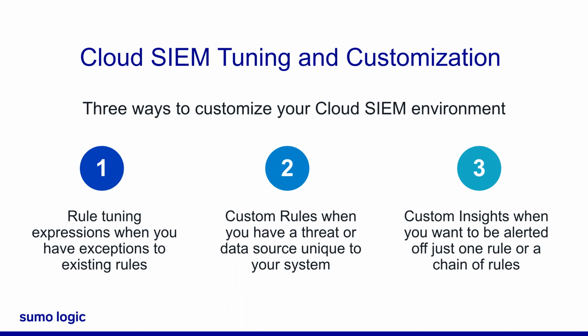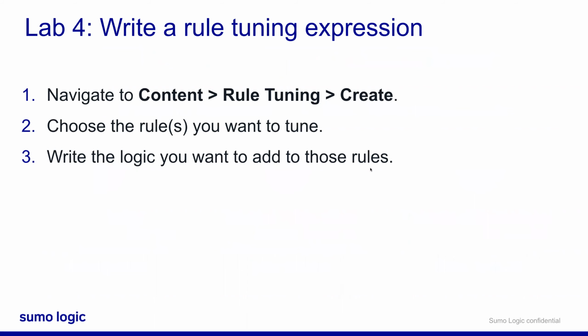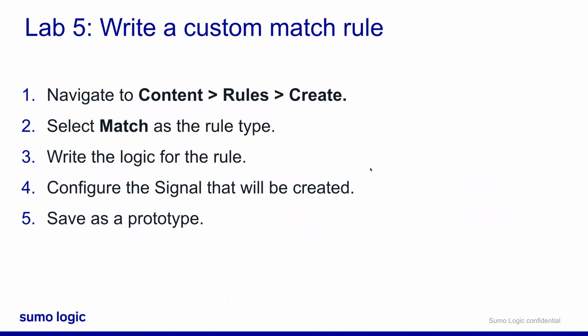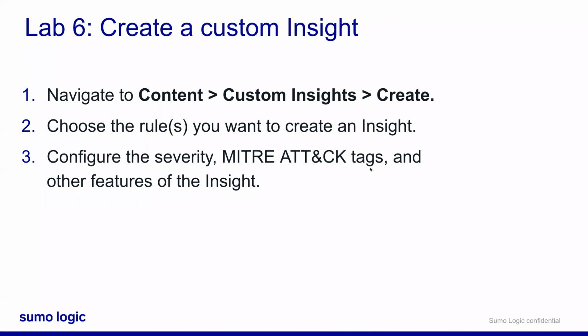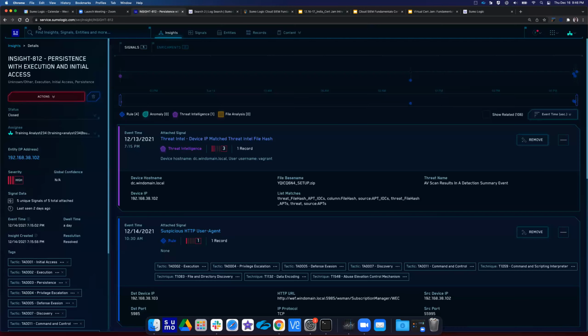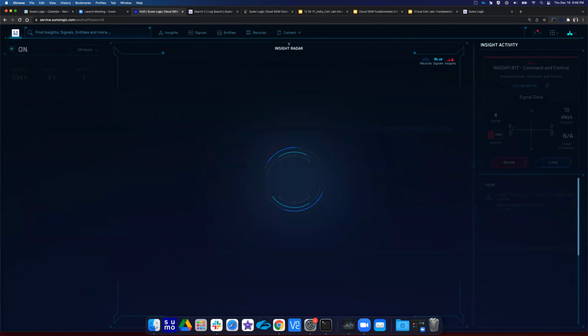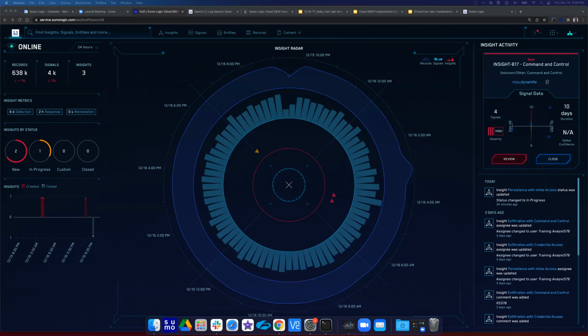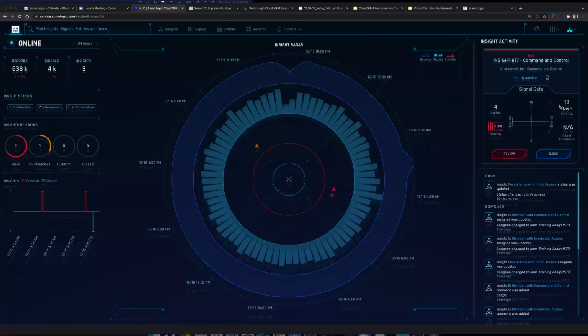And what we want to do now is go back to the lab guide and create some different rules. So we're going to do labs 4, 5, and 6, where we're going to write a rule tuning expression, create a custom match rule, and then create a custom insight. That's how we're going to wrap things up today. So let's go ahead and do these. I'm going to get back into Sumo, get back into my lab guide, have it here, and away we go.